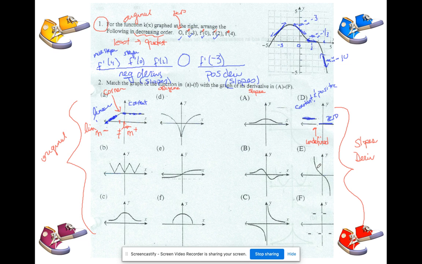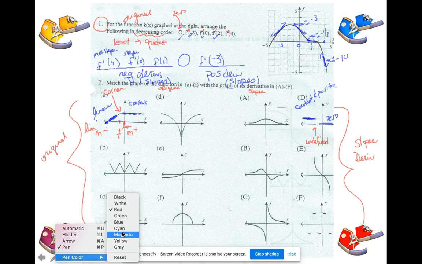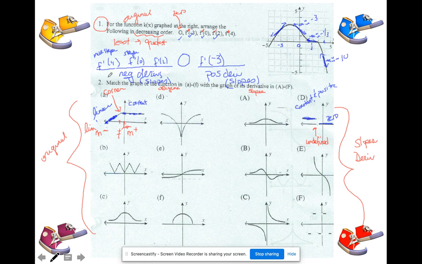Crazy, right? So if your original graph has a discontinuity, your derivative will have a discontinuity. But remember, continuity does not guarantee differentiability. Therefore, you can have a continuous graph whose derivative graph is not continuous.